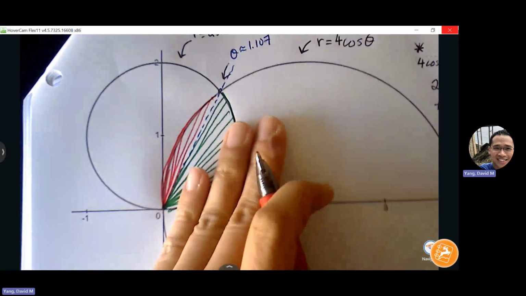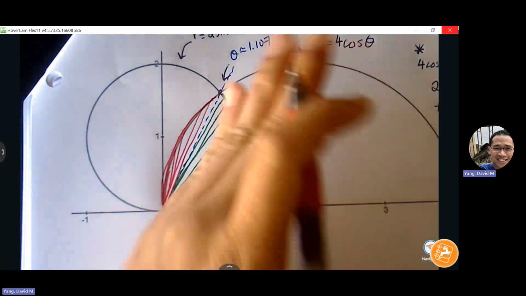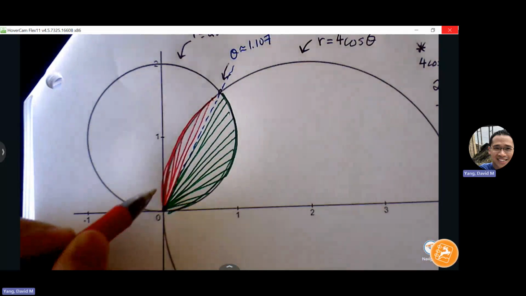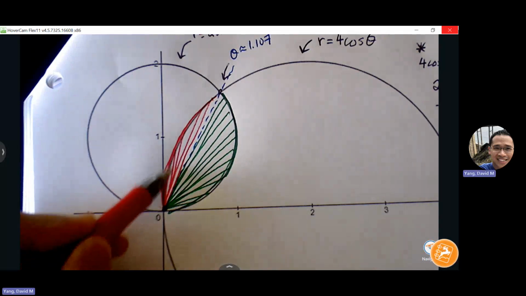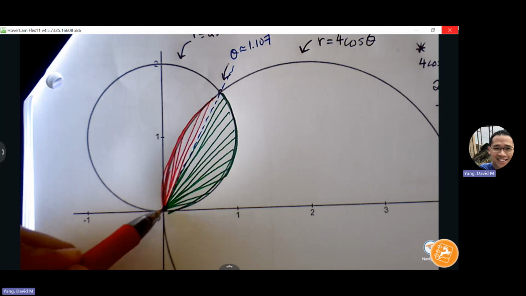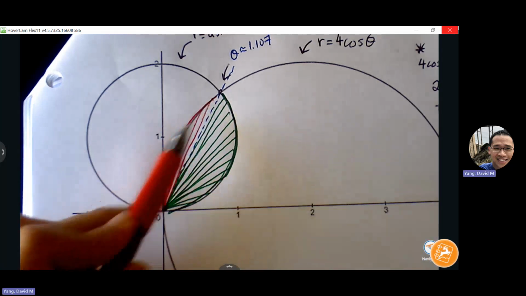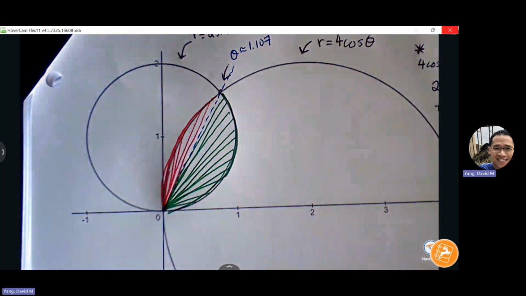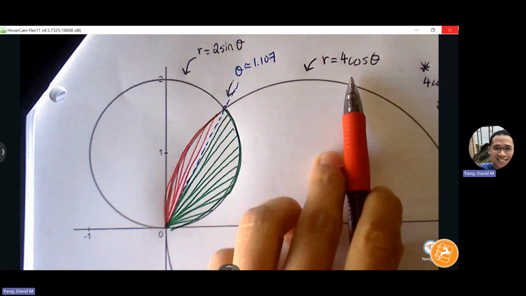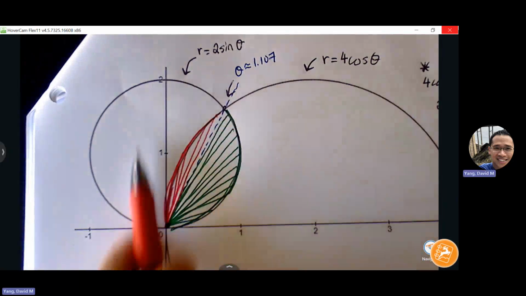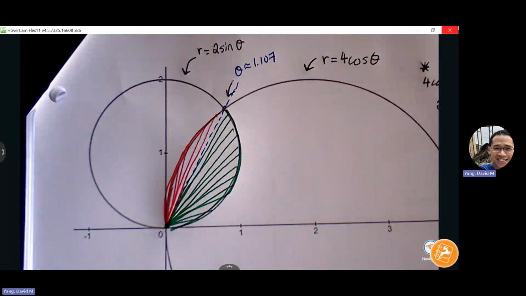from 0 to 1.107, but then from 1.107 to what? Where does this end? Yeah, at pi over 2. From 1.107 to pi over 2, it's now going to hit a different graph, which is the 4 cosine theta. So if you understand the way that area works, split between 2 graphs, I think that's the hardest part. If you can see that, then the rest is just set up.